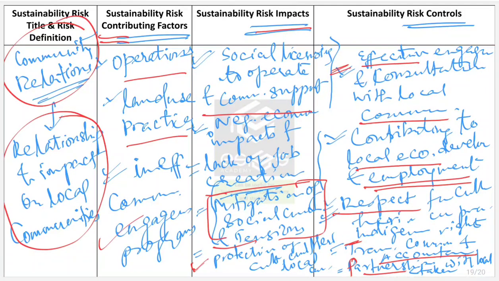So we have seen multiple examples related to sustainability risk. We have seen their risk titles, their risk definitions, their contributing factors, their risk impacts, and risk controls. So I hope this example or other examples can help you to understand what can be the possible risks related to ESG and sustainability.